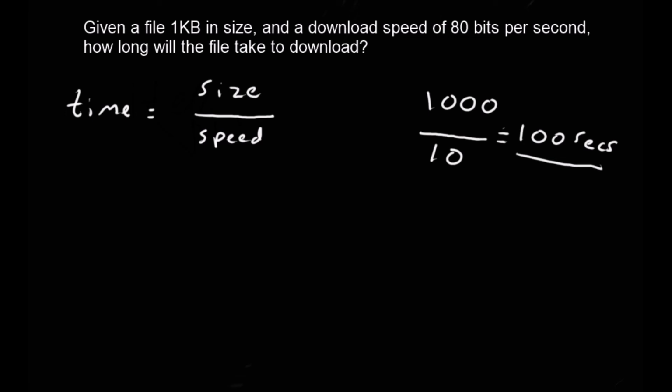We can rearrange the formula if we wish to determine the speed given the time and the size, so the speed of the download, if we know what the time is and the size of the file is. Likewise, we can determine the size of the file if we have how long it's taken to download versus the download speed. So we can rearrange that in any way we wish.